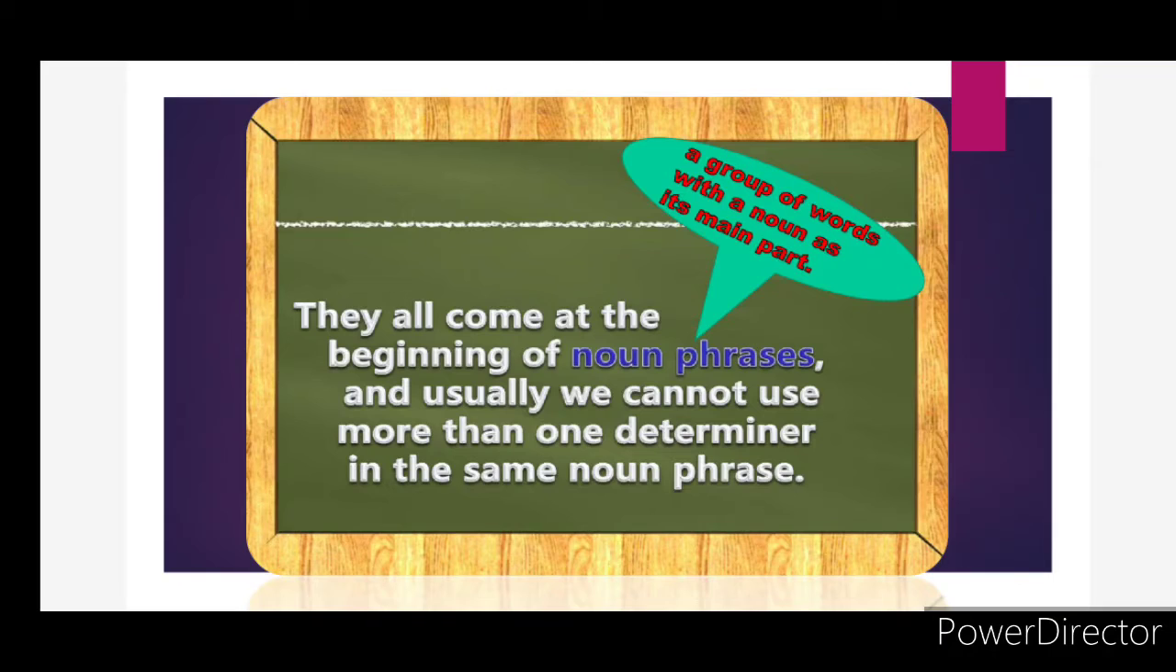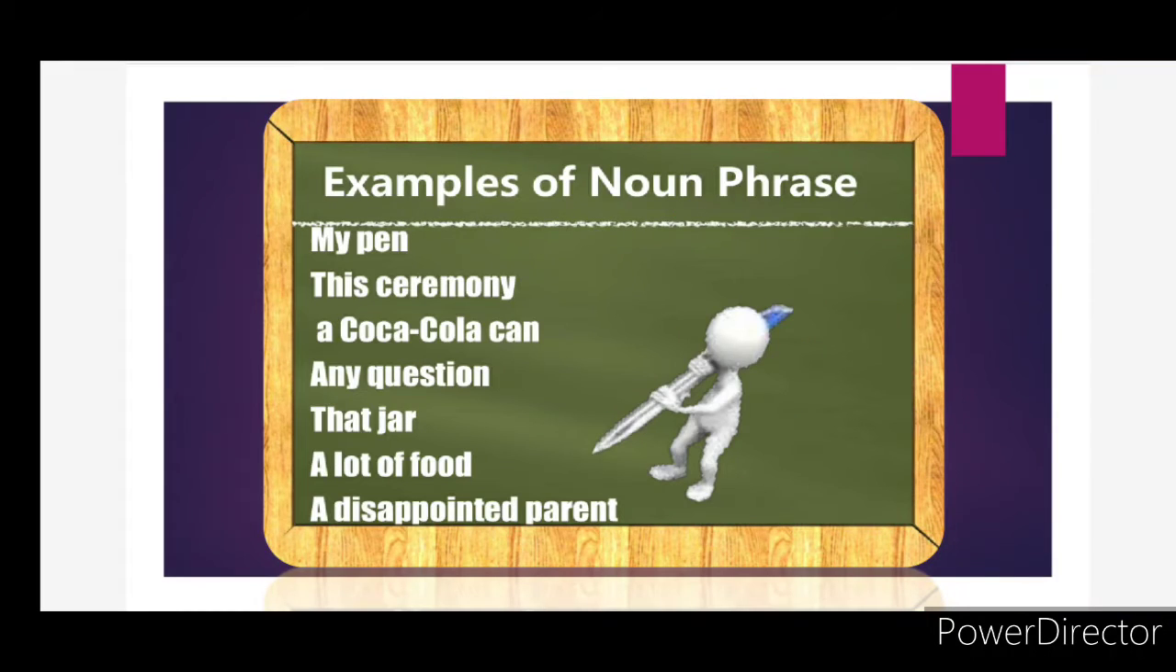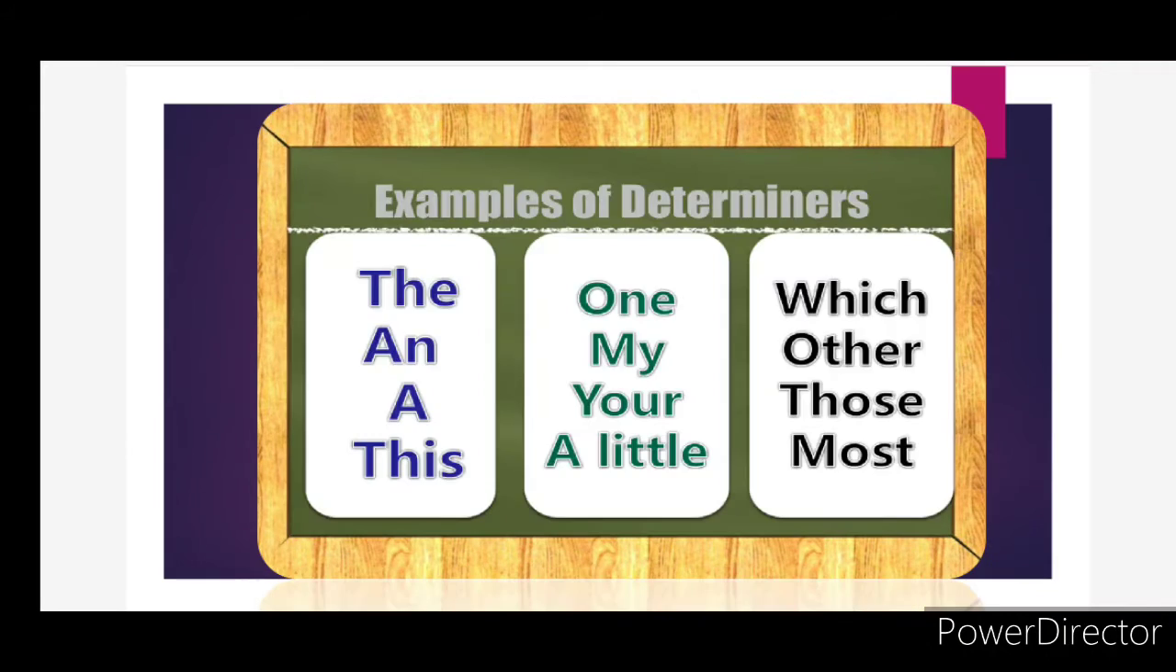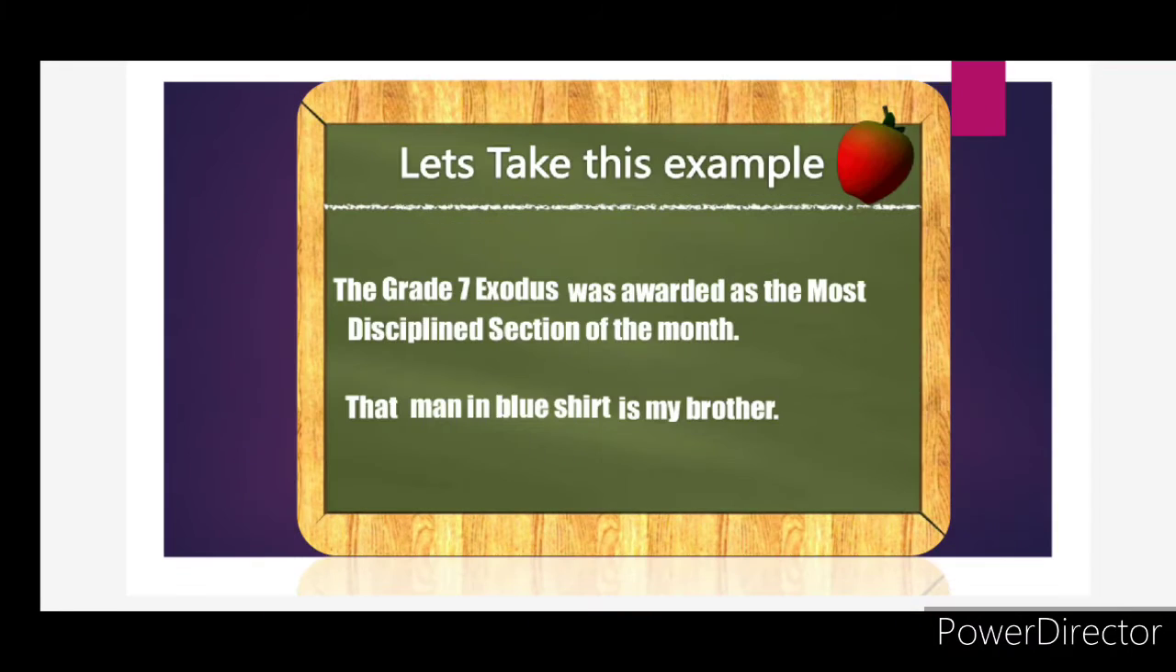Now let's have a look at some examples of noun phrases. My pen. So here pen is the noun and what comes before the noun is my. So it's an example of a determiner. My is an example of a determiner. This ceremony, a Coca-Cola can, etc. These are some more examples of determiners. The, an, a, this, one, my, your, a little, which, other, those, and most. All these are examples of determiners.